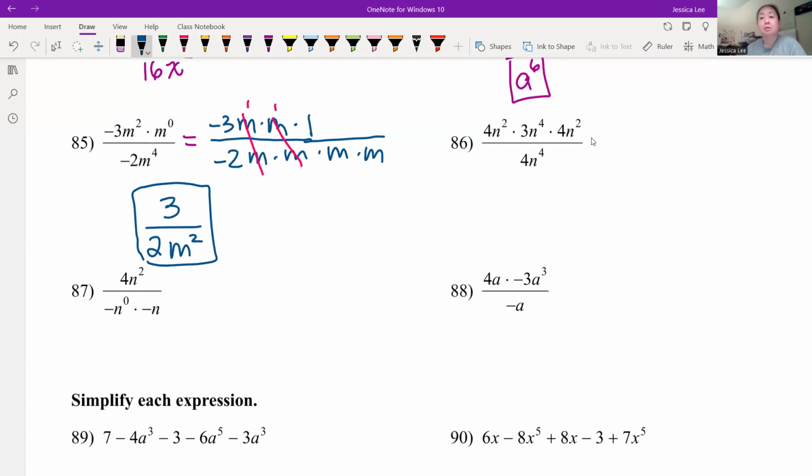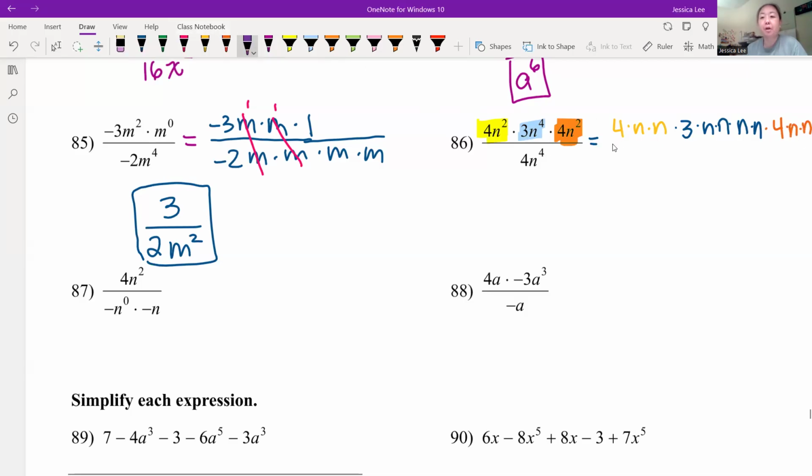Hey. We're going to do the same thing here. Again, we're going to expand it. So here's my yellow. Here we got 4 times n times n. And then we have blue. This is blue. Times 3 times n times n times n times n. And then we have orange, which is going to be 4 times n times n.